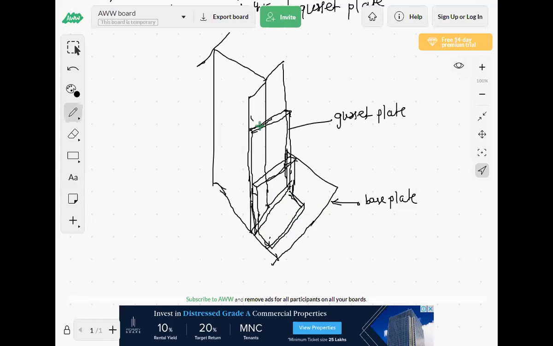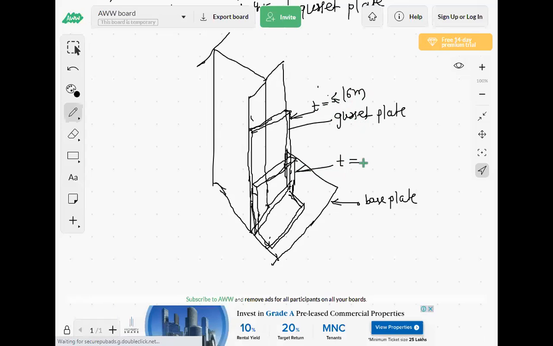It means this is the column face, after the column face this is the gusset plate, and after the gusset plate you have connected the cleat angle. They have told the thickness of this gusset plate should not be less than 16 mm. Then this angle thickness is again equal to this 16 mm, at least. If that section is not available, you can choose a 12 mm thickness of angle.